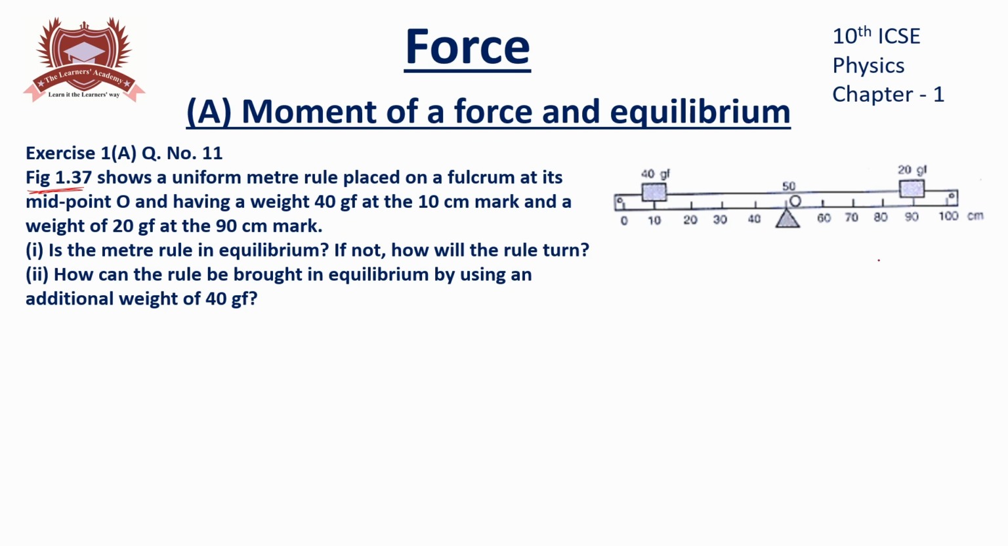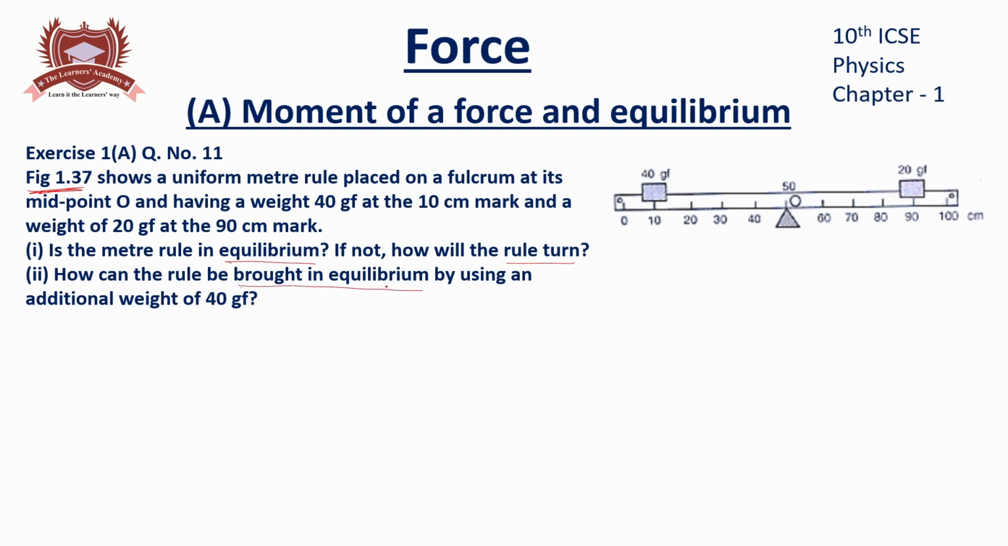Now, do we know whether it is balanced or not? We don't know it, because they're asking us to find whether the meter scale is in equilibrium. If not, how will the rule turn? This is what they're asking. Now, this is a classic example where they've given the answer embedded in the question itself, because the second part asks us how can the rule be brought in equilibrium.